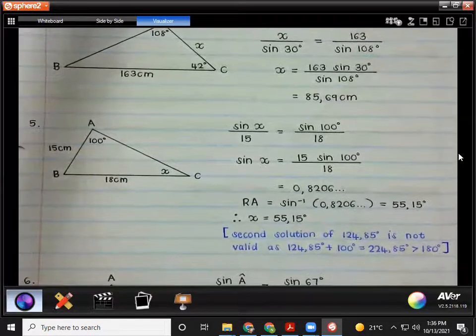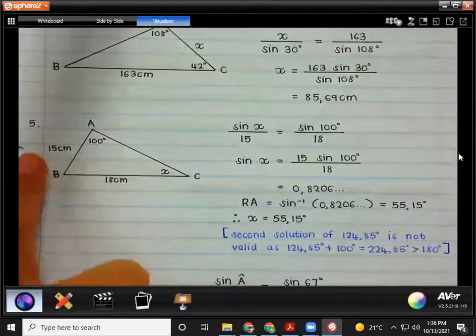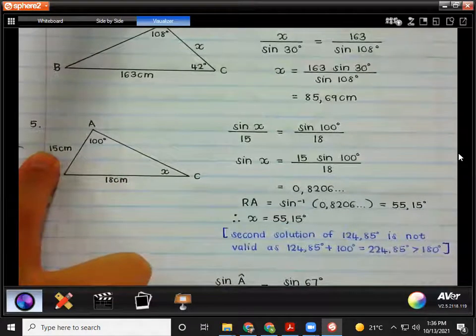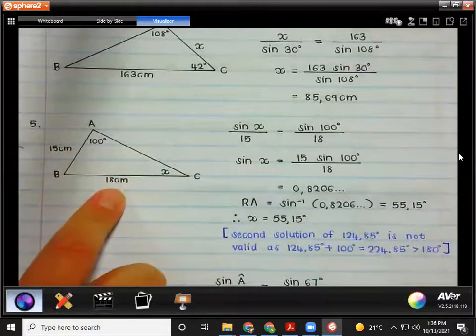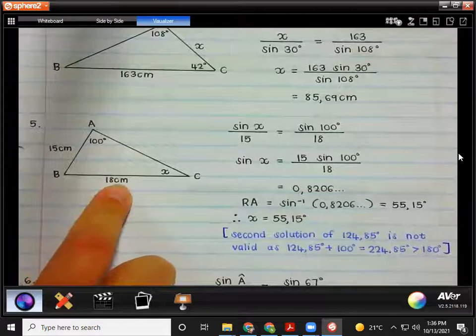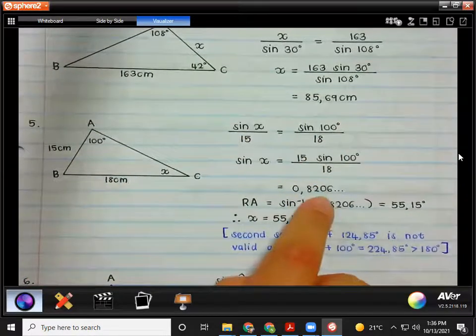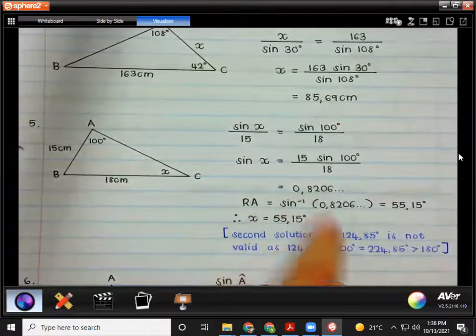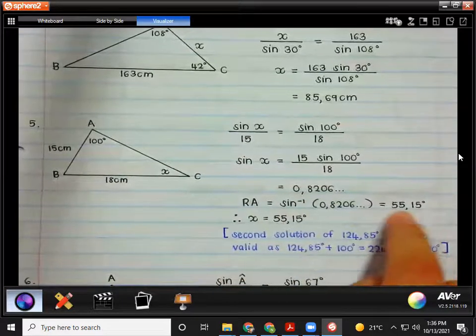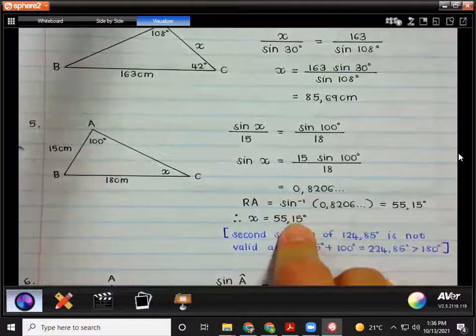So just quickly to go over this again, you would say sine x over 15 is equal to sine 100 over 80, sorry. There we go. You multiply the 15 on the other side and you get this. You find your reference angle, which was 55.15. So that is an answer for x.